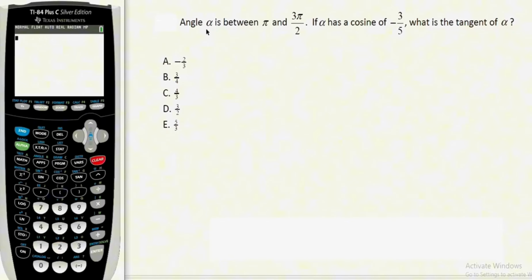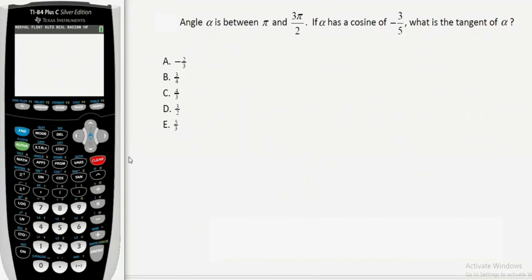Now the question says angle alpha is between pi and 3 pi over 2. If alpha has a cosine of negative 3 over 5, what is tangent of alpha? So guys, in this question we are going to store the value of cos inverse of negative 3 over 5 as x on the calculator and then find tan x, where x is replacing theta, the angle.